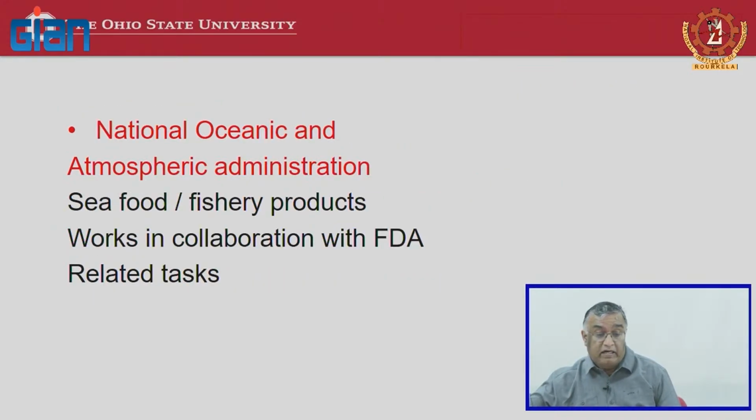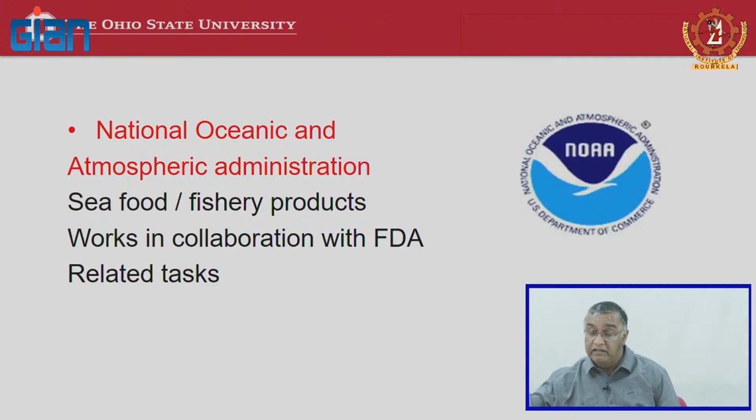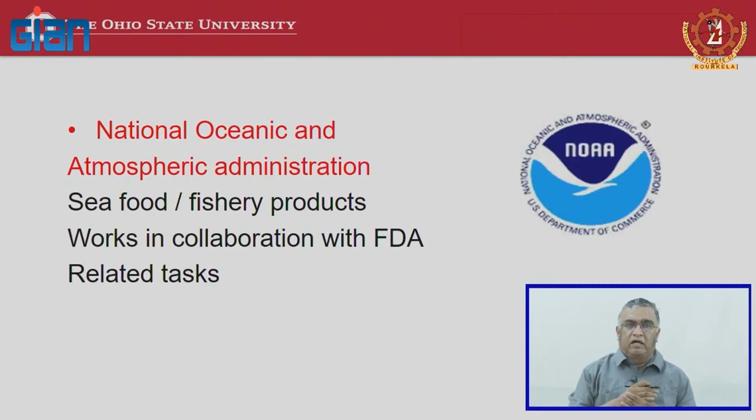The National Oceanic and Atmospheric Administration does seafood fisheries, and they collaborate with the FDA on related tasks. One of the things oftentimes discussed is that FDA and USDA do a lot of very similar or parallel things, but they are two major agencies and they follow different procedures. If you are a processing plant processing both products in the same place, you may have to follow two sets of regulations.